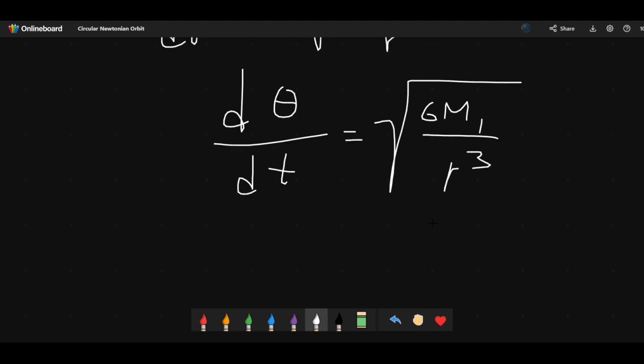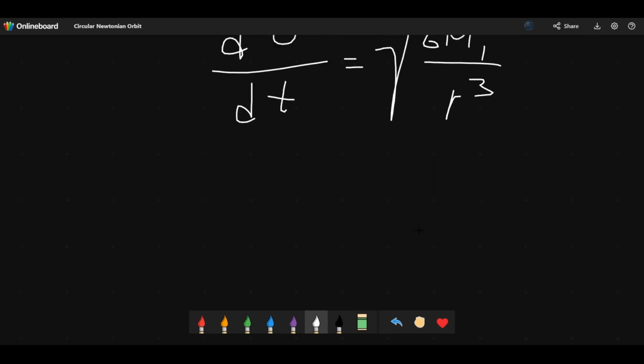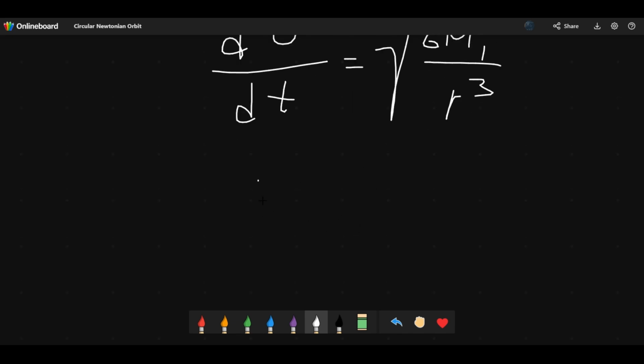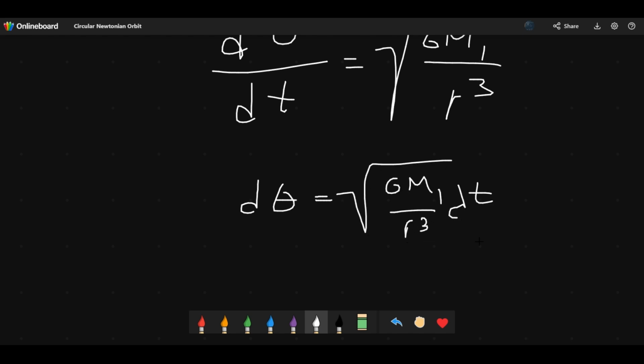and we're left with a first order differential equation. Now this differential equation is pretty easy, as it's separable and basically involves almost no tricky integration. Let's go ahead and solve this differential equation. We can bring dt to the other side, so you have d theta equals root of G m1 over r cubed dt.